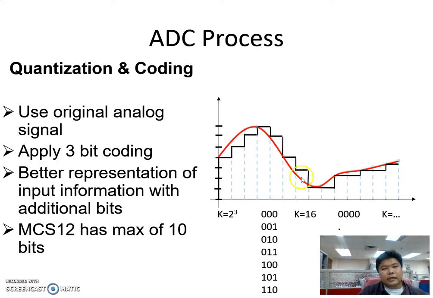Okay, so now this is an example for a 10-bit processor applying 3-bit coding, a better representation. Okay, this is one example of a Max MCS12 ADC chip. I'm going to skip that.